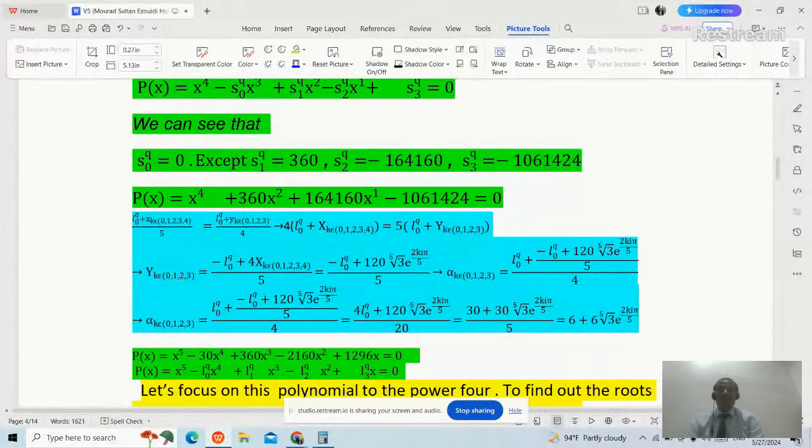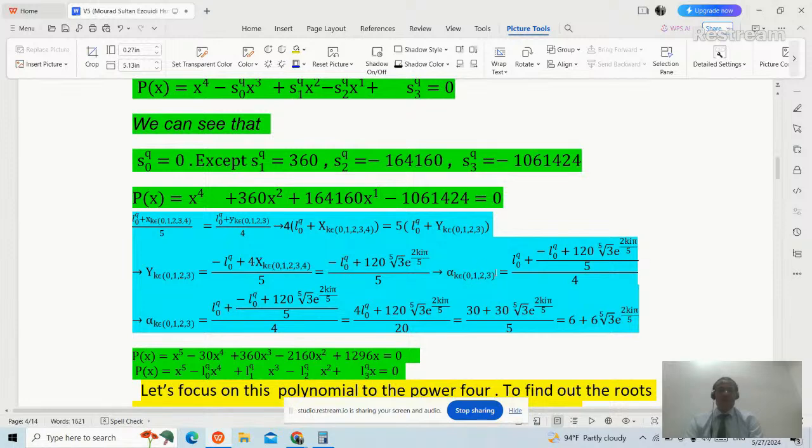Yk, k belongs to 0, 1, 2, 3, is minus 0 for the cube plus 4 xk, k belongs to 0, 1, 2, 3, 4, divided by 5, equal to negative 0 for the cube plus 120 times the fifth root of 3 times exponential 2kiπ over 5, all divided by 5.